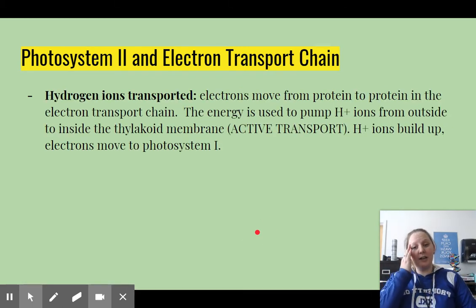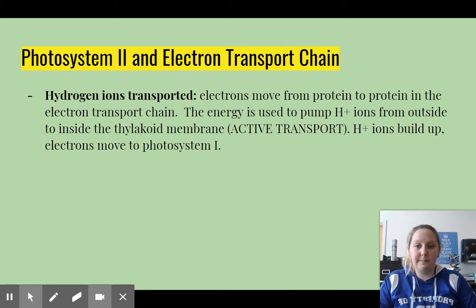Then the hydrogen ions get transported. The electrons move from protein to protein inside the electron transport chain. Each time the electrons move, they force hydrogen ions against their concentration gradient to build up inside the thylakoid membrane. This is active transport because we're pushing them against their concentration gradient. This buildup of hydrogen ions becomes important when we start to make ATP.